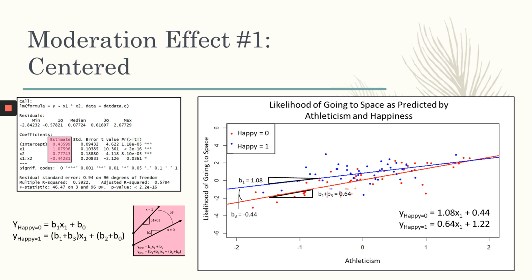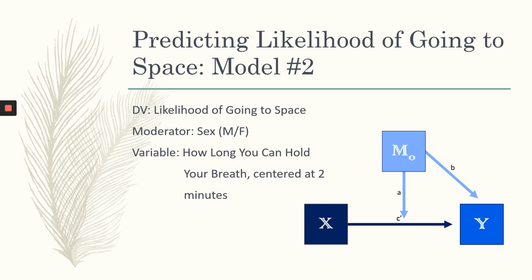In terms of our story, our findings suggest that athleticism significantly predicts one's likelihood of going into space, but this is moderated by respondent happiness. Happy participants are just a little less likely to travel to space as their athleticism increases, while unhappy participants are slightly more likely.